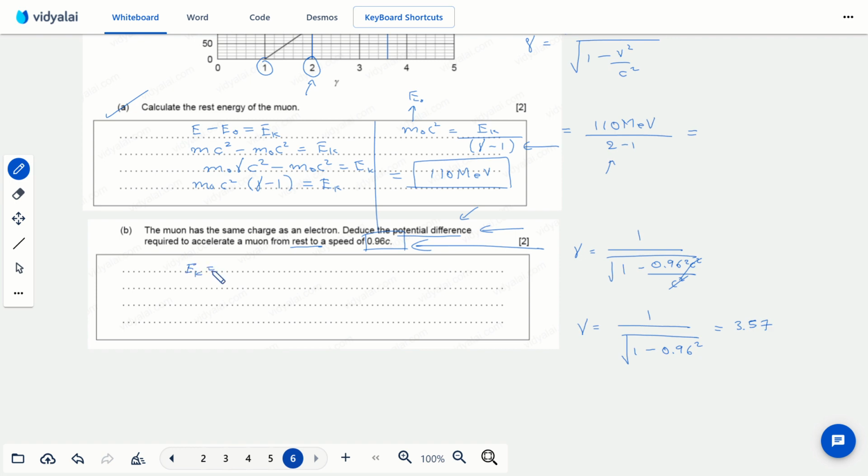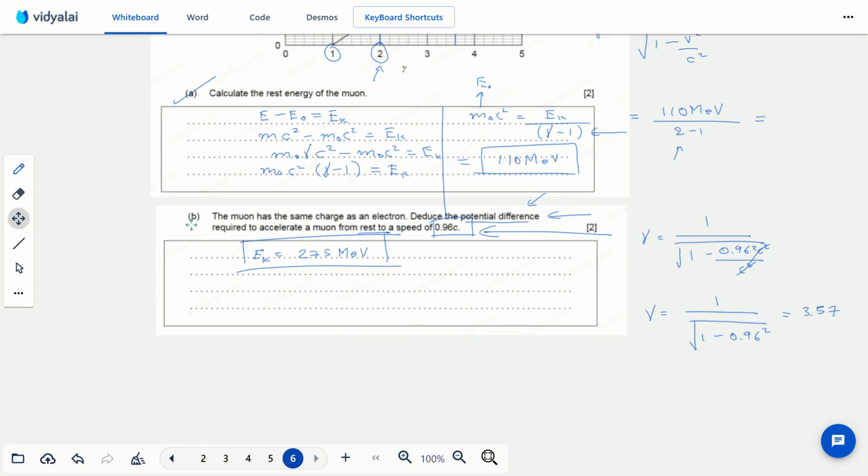So EK is 275 mega electron volts, and this is the amount of potential energy that's required to get this muon from rest to this speed. But we don't want the potential energy, we just want the potential difference. So how do we do that?